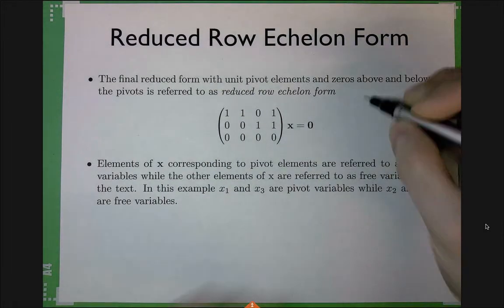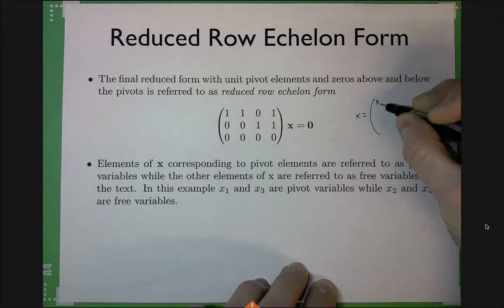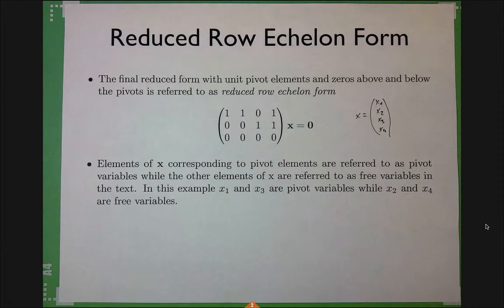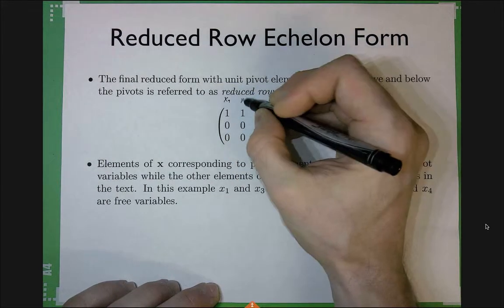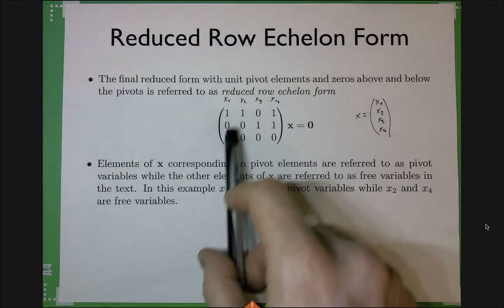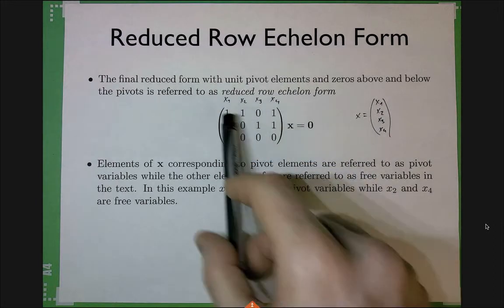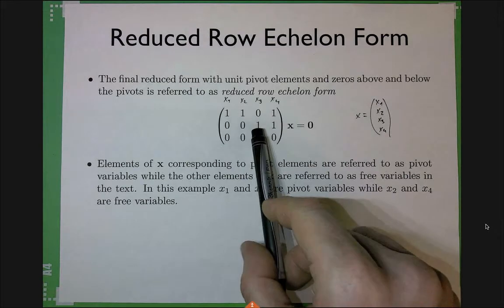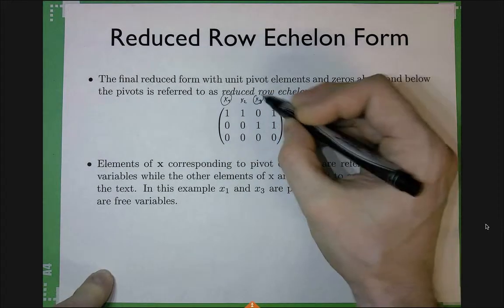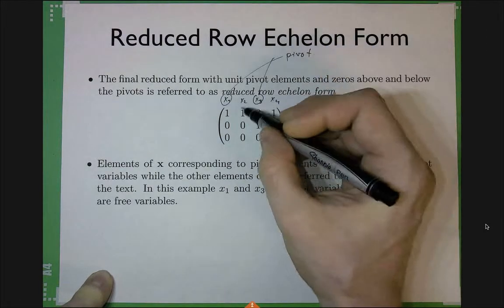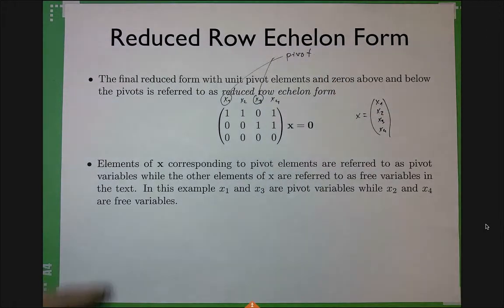Now here my x actually means 4 coordinates, x1, x2, x3, x4, right? And the multiplication is like this. This is x1, x2, x3, x4. And the coordinates corresponding to the pivot elements are called pivot variables. So in this case, x1 and x3 would be pivot variables, and x2 and x4 would be free variables.